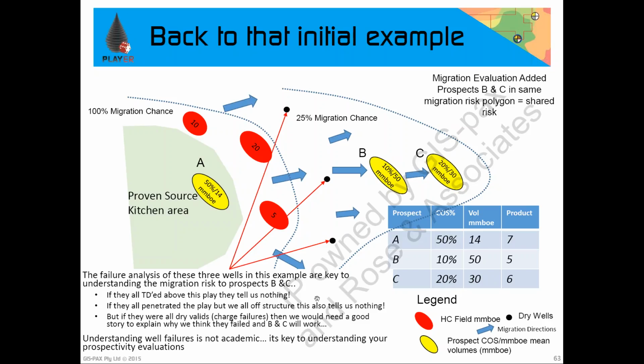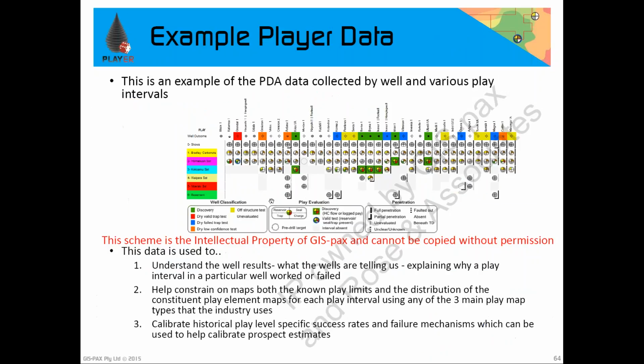So understanding well failures is not academic. It's key not just to understanding why the wells failed, but also to then take that knowledge into the play evaluations and your prospectivity evaluations. This is the key data that you need to build into the play maps. So what we do in Player is that we do one of these per play interval, and we decide what the play intervals are. They're not decided by other people. You can set them up for your own projects. The penetration data you can then collate, and then you've got the post-drill analysis for each of the plays.